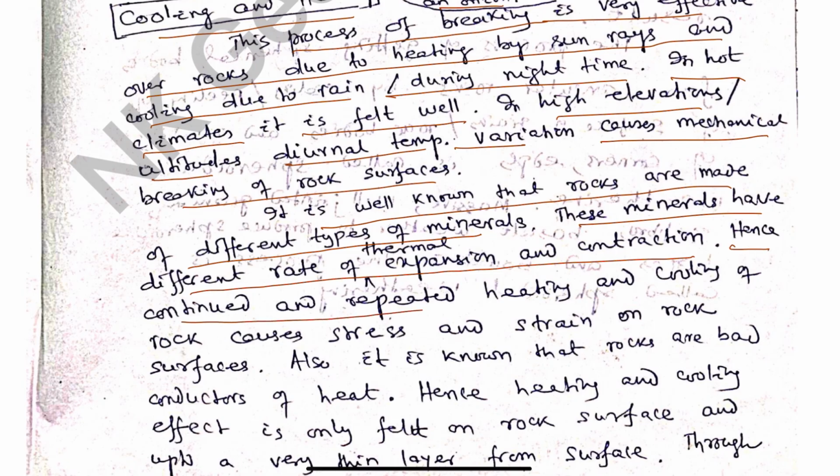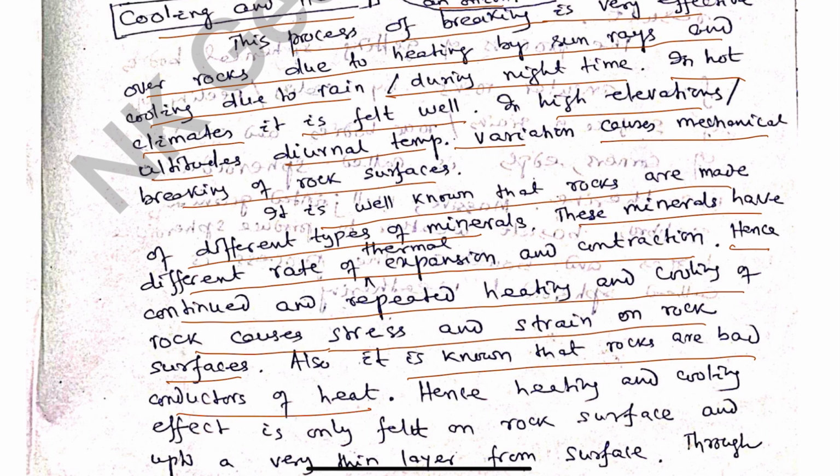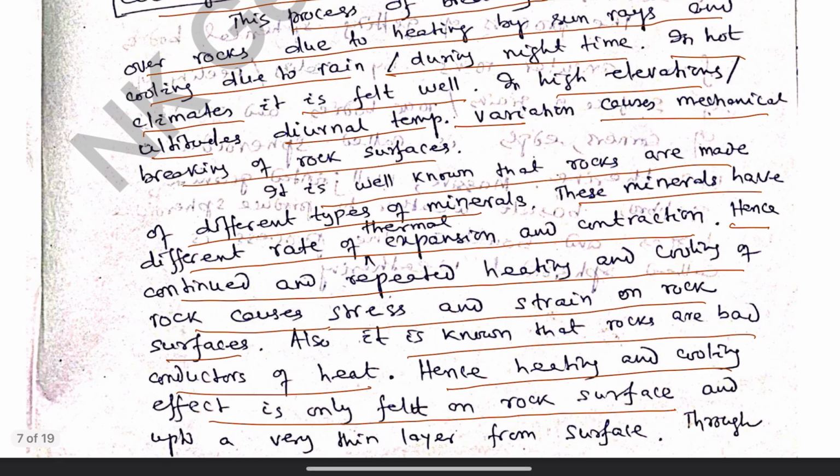Hence, continued and repeated heating and cooling of the rock's surfaces causes stress and strain on the rock surfaces, as a result of which cracks develop on the rock surfaces. It is known that rocks are bad conductors of heat. So, at a very slow rate, the heat permeates into the surface layers. Hence, the heating and cooling effect is only felt on the rock surface, and it does not permeate deep into the rock body.